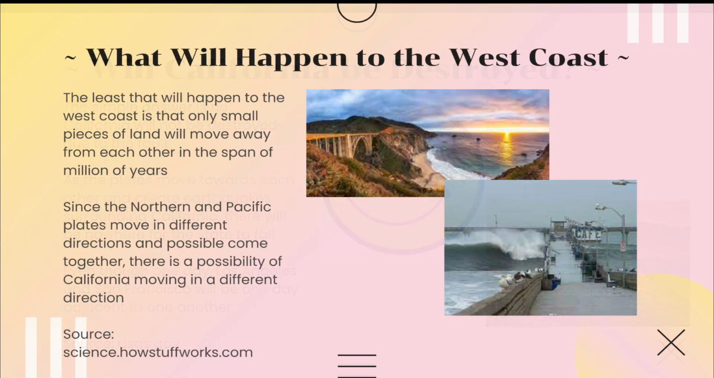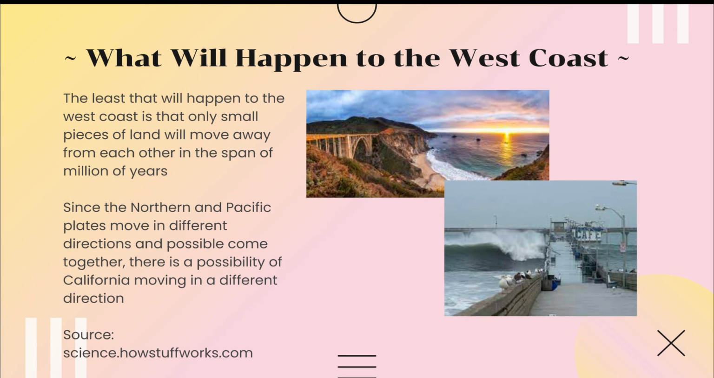As for the West Coast as a whole, there will be the possibility of bits and pieces of land slowly moving away from each other in the span of millions of years. There is a possibility of California moving in a possible direction, however.